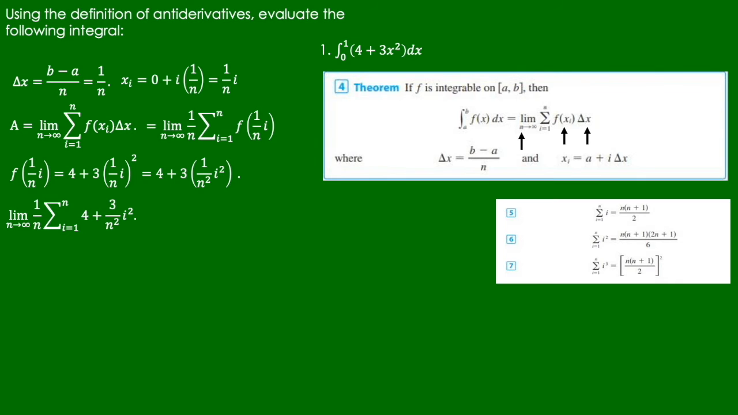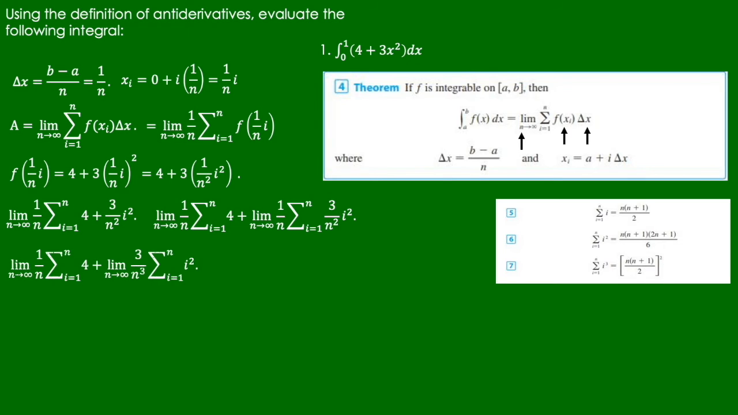Anytime you have addition or subtraction within your summation, it's great because you can actually split it up over that. So that's a property of summation. Split it up like this, so you have 2 summations. The first summation actually converges to 4 times n. 1 over n times 4 times n. The second summation is a little bit more difficult though. This is where we have to use one of the 3 equations.